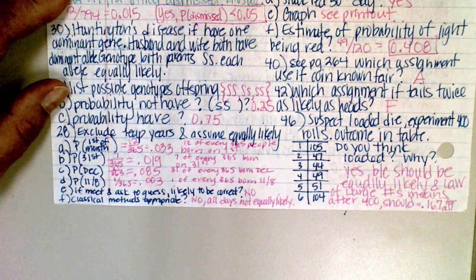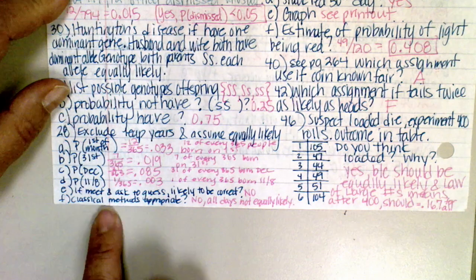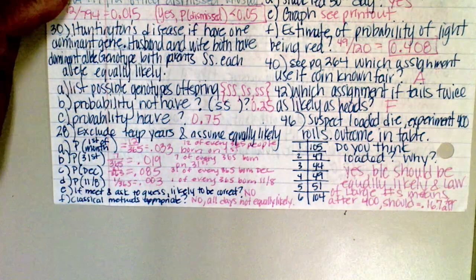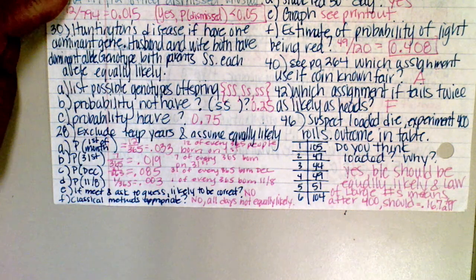Each day of the year is equally likely, but here in Part F, it's referring to the specific month. December happens to have 31 days, so it's going to be more likely to have a birthday in December than, say, in February. Classical probability assumes equally likely, which is not the case here.